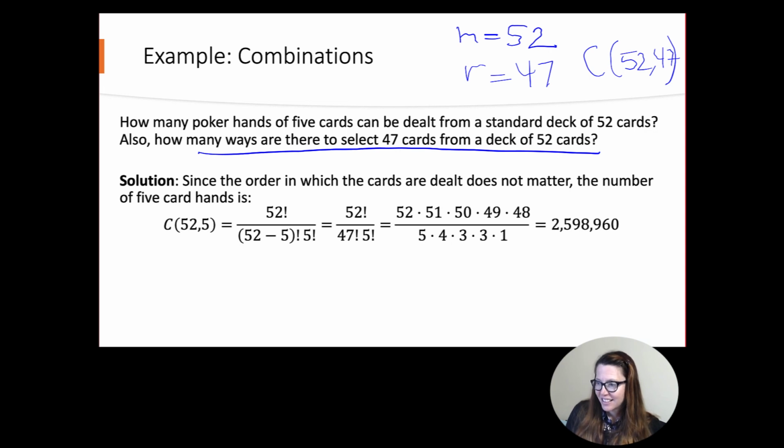Yeah, kind of going off what Anna said, choosing 5 means we leave 47 out. So it doesn't really matter how many of the cards we chose. And because this is a combination, not a permutation, order doesn't matter. And because of that, they are equal.